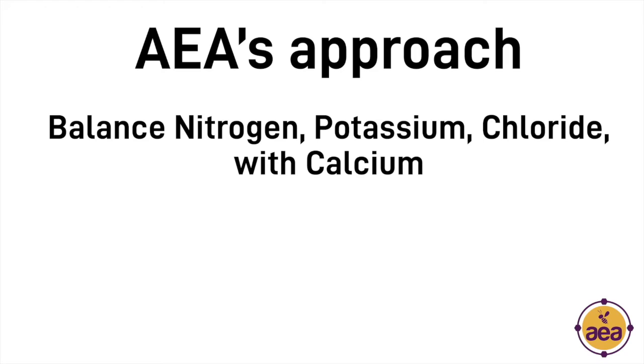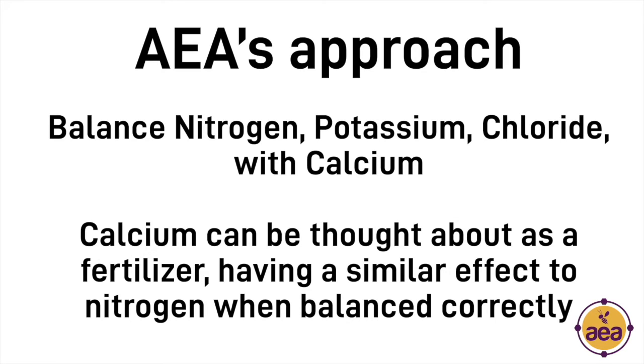these 4 reproductive elements. We balance nitrogen and potassium and chloride with calcium. We want to get as much growth energy from calcium as we do from nitrogen and potassium. So this often means that we'll make recommendations for applications of, we think about calcium not so much as a soil amendment, as a liming agent or something like that, but we think of calcium as essentially almost as a fertilizer. We think of calcium as having a similar effect to nitrogen when it's managed correctly. So we'll often make recommendations for applications of gypsum, a few hundred pounds per acre, either in fall or in spring, depending on the soil and what's going on.